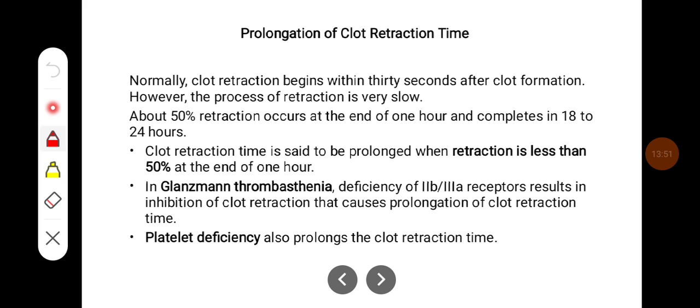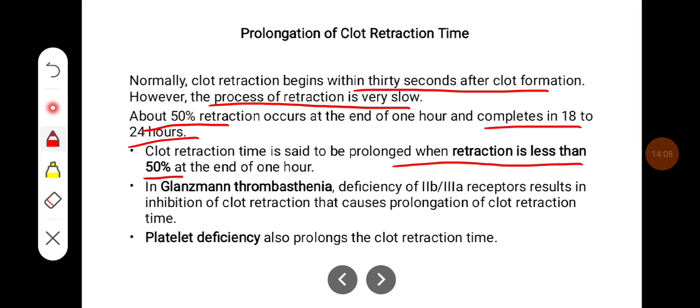Normally, clot retraction begins within 30 seconds after clot formation. However, the process of retraction is very slow. About 50% of the retraction occurs at the end of 1 hour and completes in 18 to 24 hours. Clot retraction time is said to be prolonged when retraction is less than 50% at the end of 1 hour.